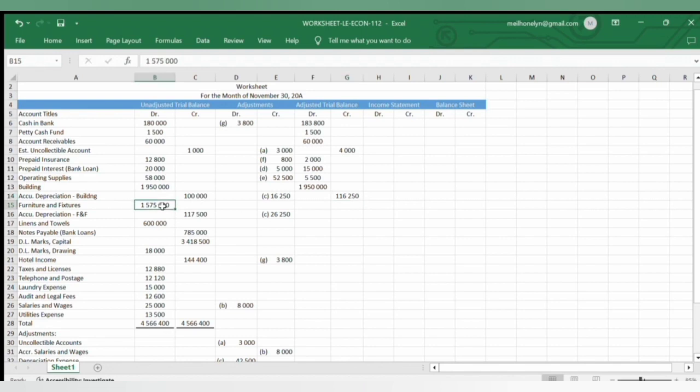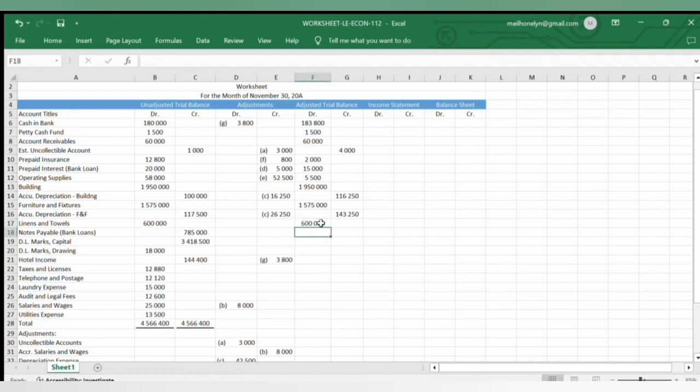Next is the furniture and fixtures. It will also remain as is. Next is the accumulated depreciation, furniture and fixtures. We add them together since they are both on the credit side. So 143,250. The next one is the linens and towels. It will remain as is since there are no adjustments. We'll plot this on the debit side as well, 600,000.